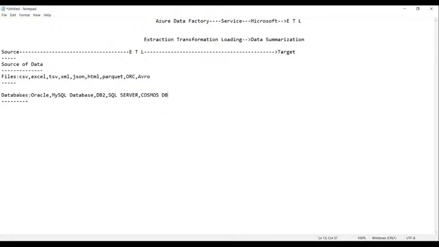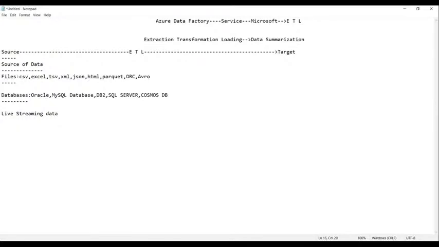So that means we can get the data from databases, that is Oracle, MySQL, SQL Server, Cosmos DB, MongoDB, etc. Apart from this, we can also get the data from what? Can you tell me now, guys? Live streaming data. Am I right? Live streaming data.